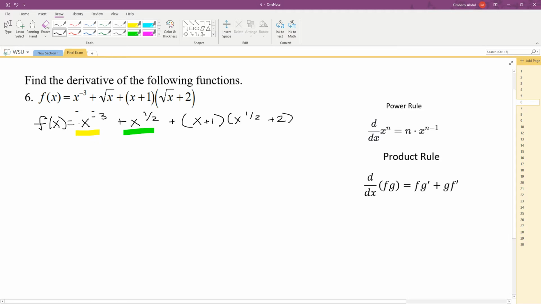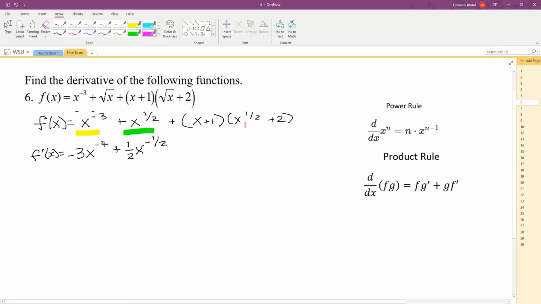Okay, so for these first parts, the derivative is going to be, so I'm going to take this exponent here and get negative 3x, and then I'm going to reduce this power by 1. So negative 3 minus 1 is negative 4. So the derivative for the first part is just going to be negative 3x to the negative 4. Then same idea for the second part right here. So I'm going to do 1/2 x and then reduce this by 1. So 1/2 minus 1 is negative 1/2.